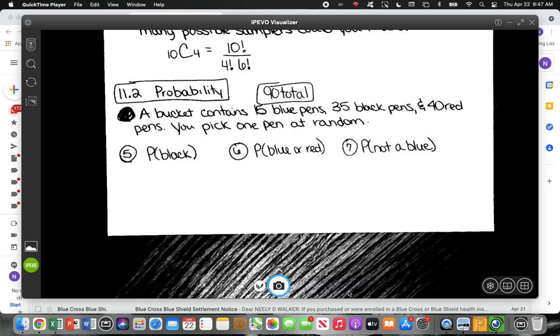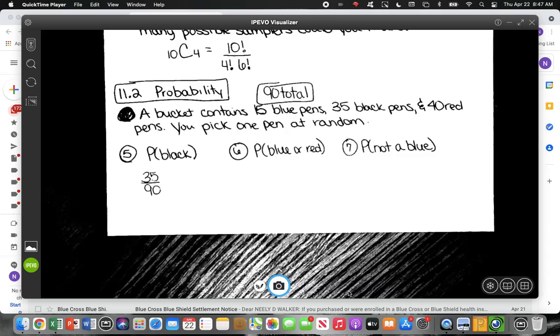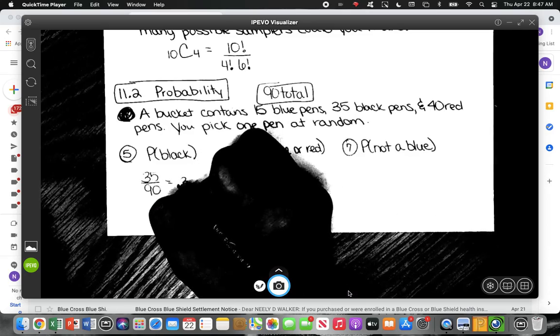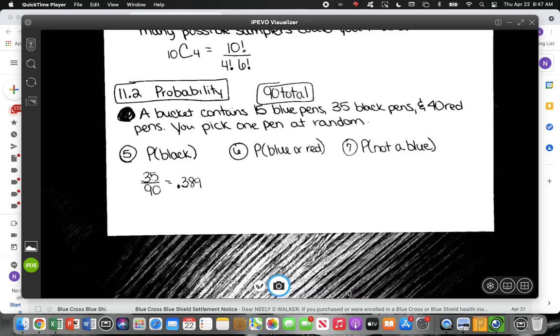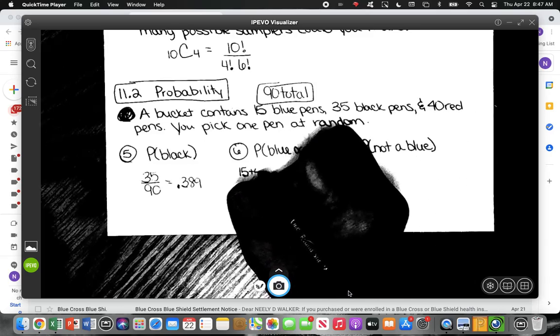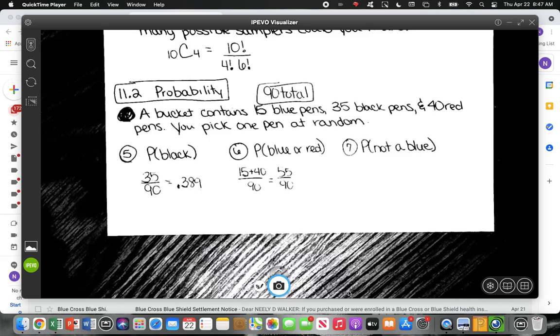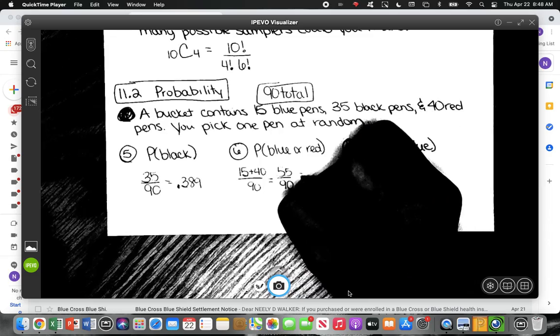So do you guys agree the probability of a black pin would be 35 out of 90? Yeah. And if I took 35 divided by 90, I would get 0.389. All right, now what about blue or red? What would you do there? Add the blue and red pins together out of 90. All right, so blue pins is 15, red pins is 40 out of 90. So do you guys agree 55 out of 90? And if I divide that, there's my decimal.